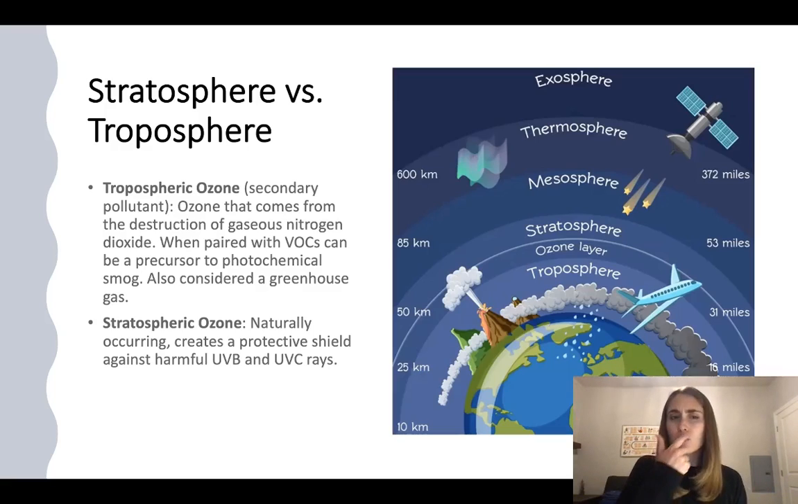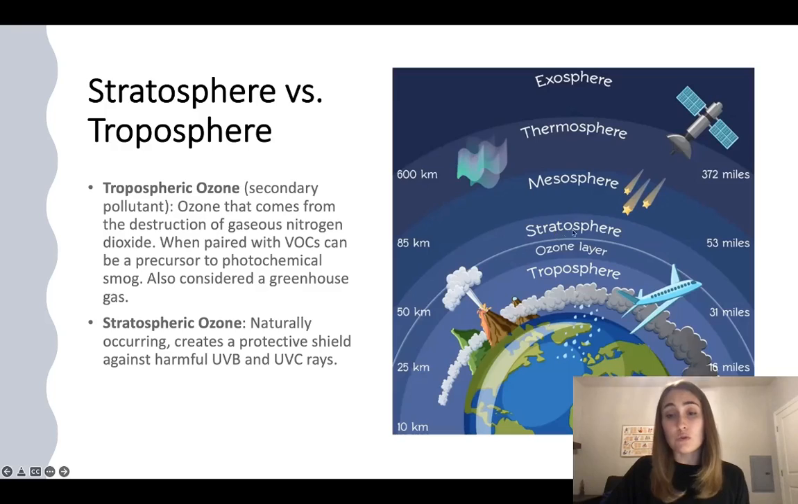So first, I just want to make sure that we're on the same page with the differences between stratospheric ozone and tropospheric ozone. So remember, tropospheric ozone exists in the portion of the atmosphere that we exist in. This is the type of ozone that we don't like. Tropospheric ozone generally forms as a result of nitrogen dioxide reacting with VOCs in the atmosphere to form ground level ozone. We don't like this because it tends to trap heat and is a precursor to photochemical smog.